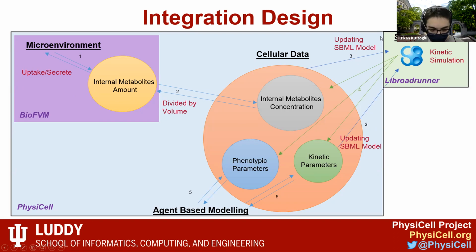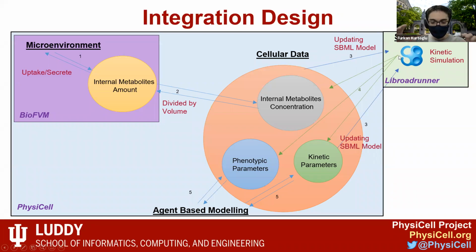LibRoadRunner is an object again, and it can be simulated through LibRoadRunner, but each cell has its own model. So according to some rules, let's say there is no oxygen here, maybe that cell has a lower uptake rate or secretion rate. Secretion is not actually affecting it, but the thing is, we have a different internal metabolite concentration in each cell. Therefore, we need to update their SBML. We have some functions for it, so we are updating the SBML.